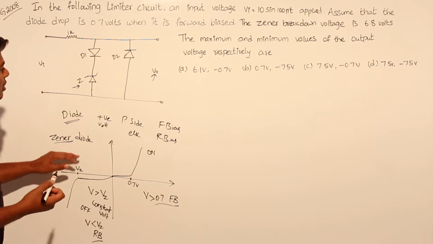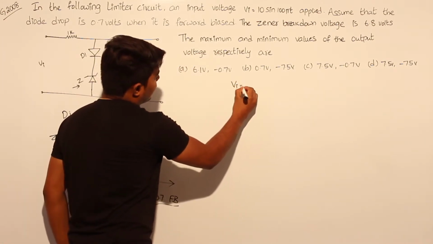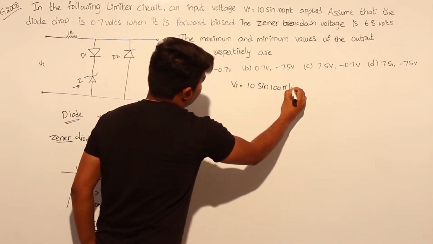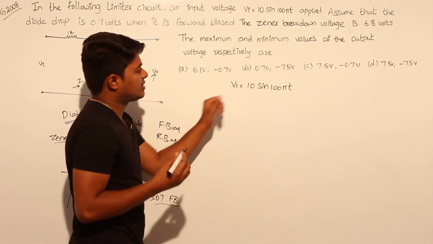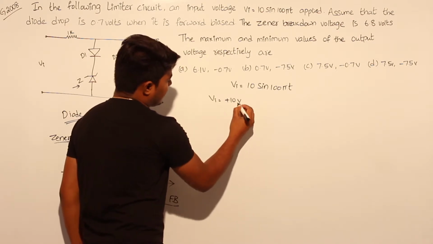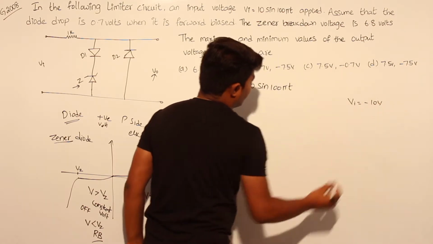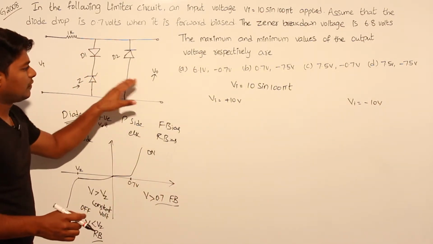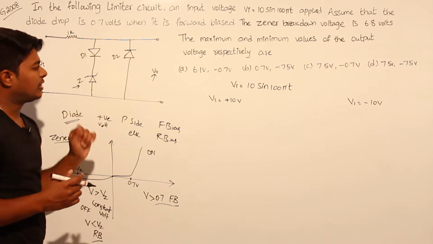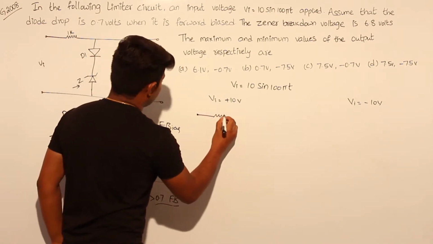Now, while solving this question, the given signal is Vi equal to 10 sin 100 pi t. Here we need to consider two cases: Vi equal to plus 10 volts is one case, and the other case is Vi equal to minus 10 volts. Now I will redraw the same circuit for positive voltage and for negative voltage. Here is the circuit I am redrawing. This is the resistor.